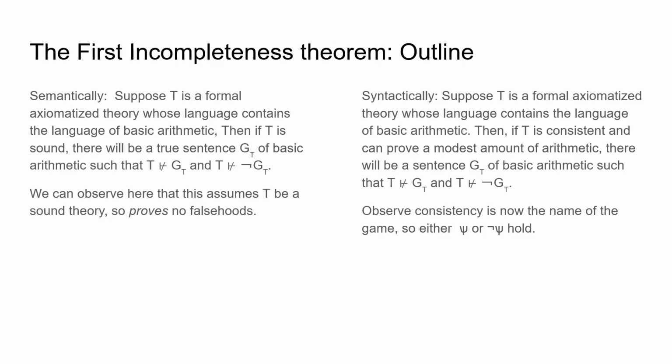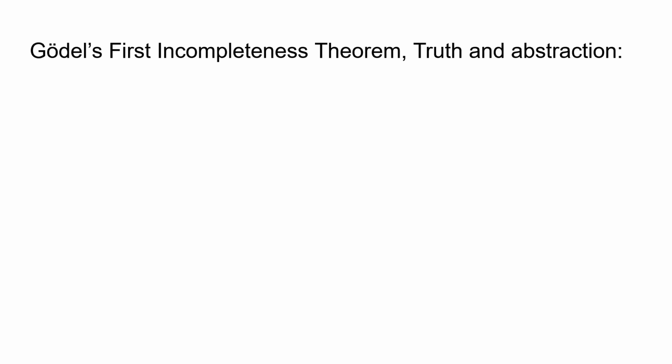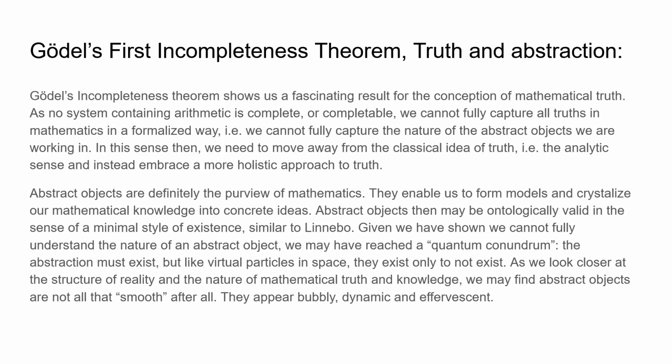We can think of this semantically and syntactically. Semantically, we're going to be looking at soundness, so proves no falsehoods. Syntactically, which is the stronger, we're going to be looking at consistency, so the law of bivalence must hold here. Now, Gödel's first incompleteness theorem has shown us a really fascinating result for mathematical truth. No system containing arithmetic is complete. We can't fully capture the nature of mathematics, nor can we fully capture all the truths in mathematics in a formalized way. Abstract objects, then, are starting to look a little bit more wonky than they originally did.